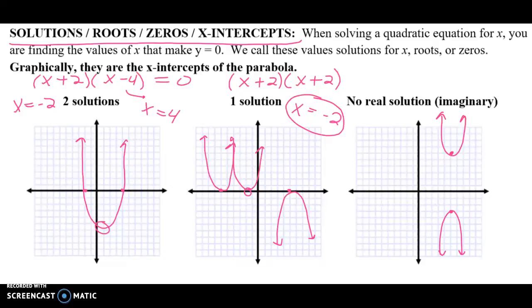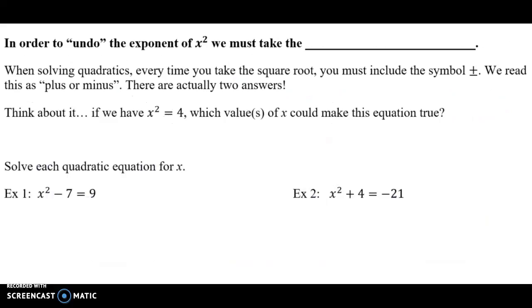But algebraically, what we're going to get is imaginary ones. Technically, they still apply. What do we need to know about imaginary? Okay, so here we go. In order to undo an exponent, x squared, we must take the, how do we undo a squared? Square root.